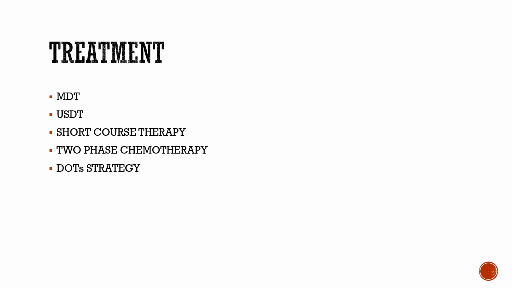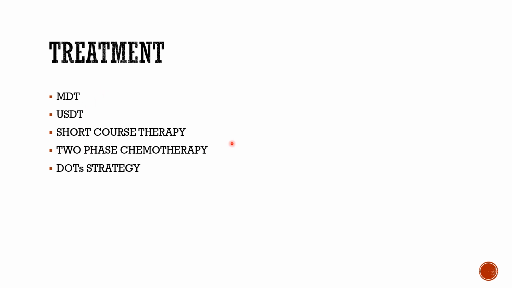Now I'll be looking into the treatment. We'll go for multi-drug treatment. Multi-drug treatment consists of the RIPES mnemonic, that is isoniazid, rifampicin or rifampin, pyrazinamide, ethambutol, and streptomycin. Now we have UDST over here. UDST means universal drug susceptibility testing. This is a very important thing that we should do before the treatment, because it helps us to detect any sort of resistance in the patients, like at least to rifampicin or rifampin.